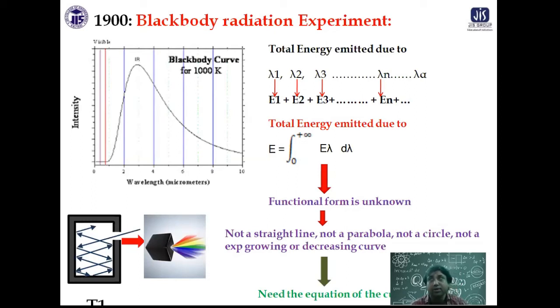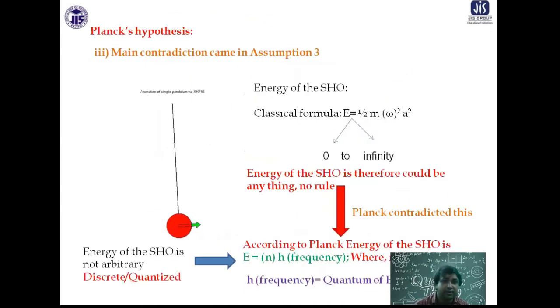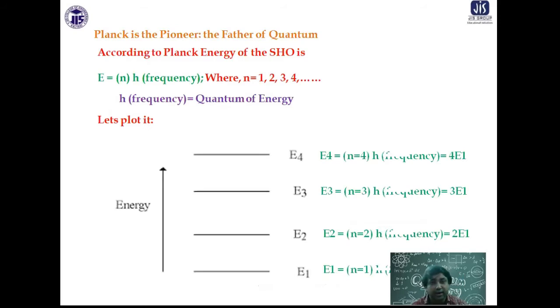What Planck did, he made a few assumptions. And the most important assumption made by Planck was this idea that the energy of an object is discrete. He used it for the charged harmonic oscillator, which is the right term. The energy of the harmonic oscillators is a multiple of h nu. So Planck told that the energy of an object cannot be arbitrary, it is discrete.